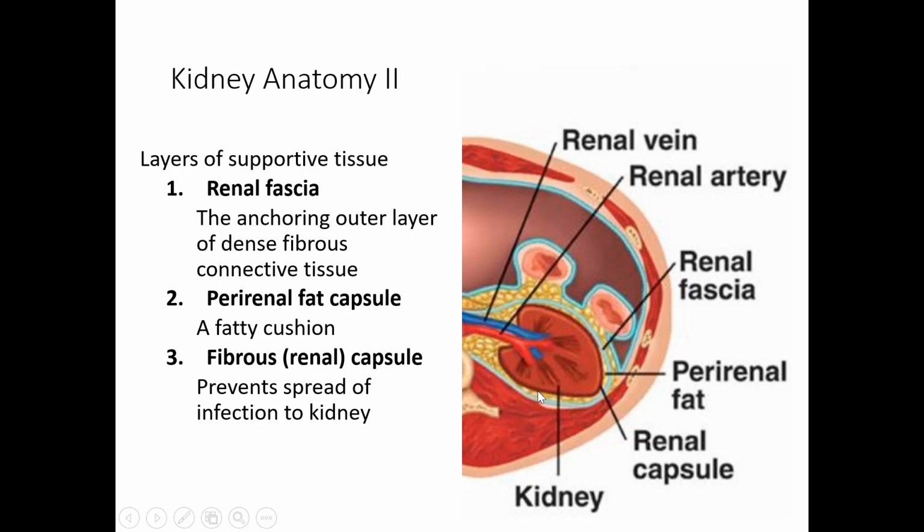Finally, right on the surface of the kidney, we have a tough tissue surrounding it. It would be the fibrous or renal capsule. It prevents spread of infection to the kidneys, if there is any infection that happens to be in the abdominal cavity.